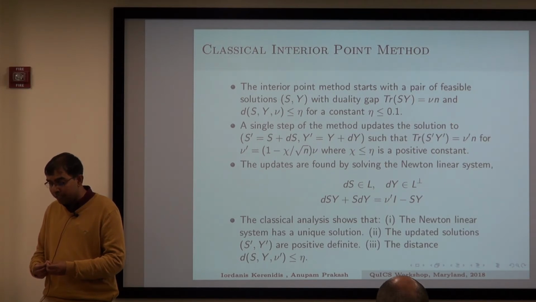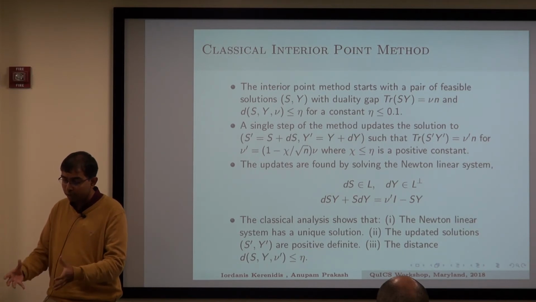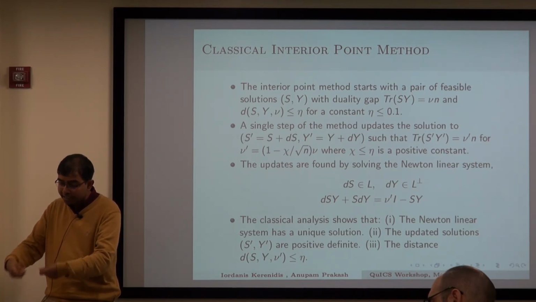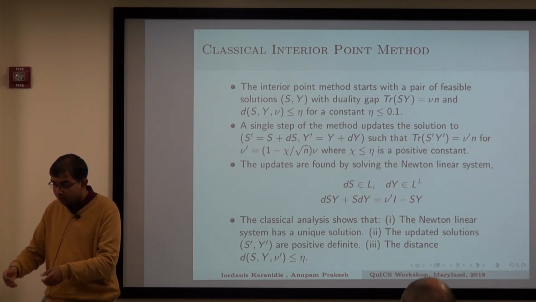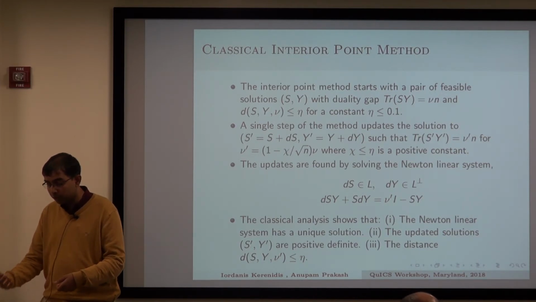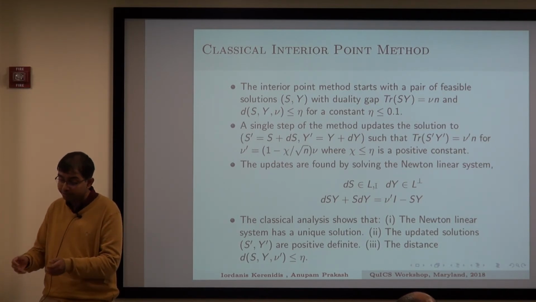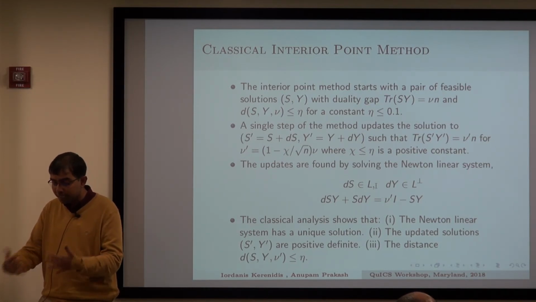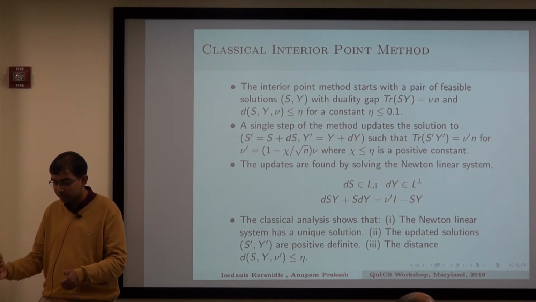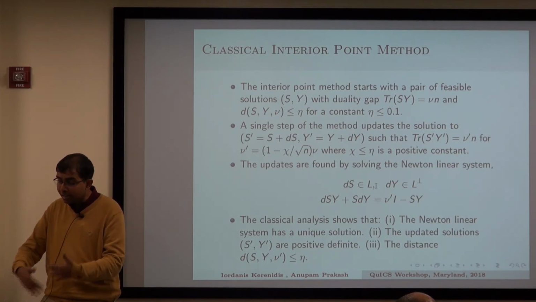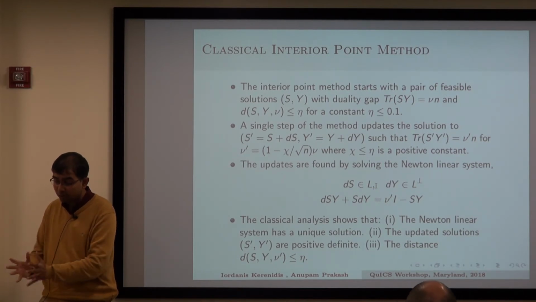So we need to find updates which do this, and the way to find these updates is to add a nonlinear constraint and to write the linear system which corresponds to the first order Taylor expansion of this nonlinear constraint. And that's how the Newton linear system comes up. The Newton linear system actually has a simple form. It says that dS should belong in L. L, remember, is the span of all the input matrices. dY should be in L perp. And dS Y plus S dY should be nu prime I minus SY. Again, this Newton linear system is quite natural. It comes up from adding a nonlinear constraint and then taking the first order Taylor approximation.